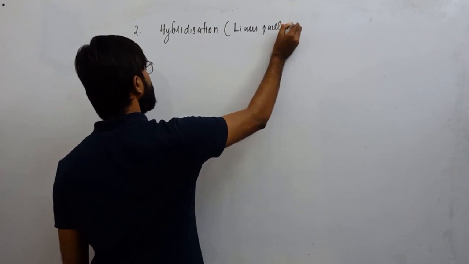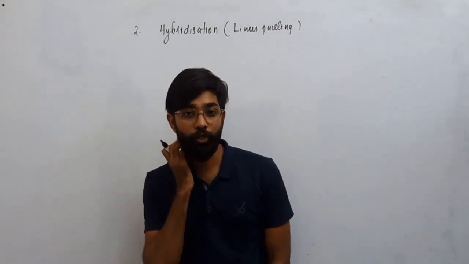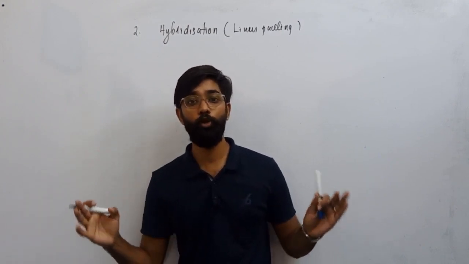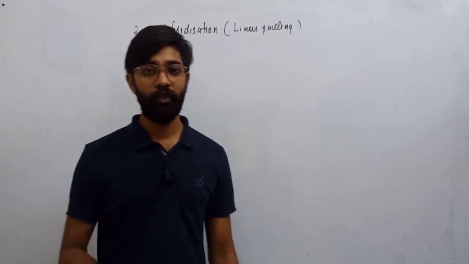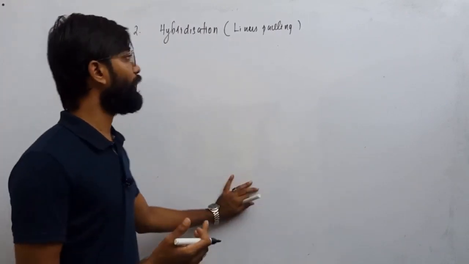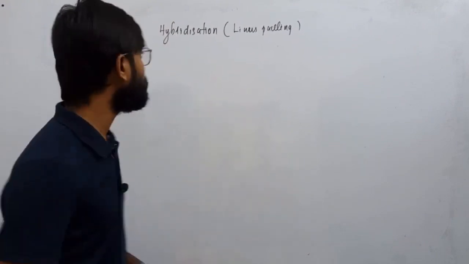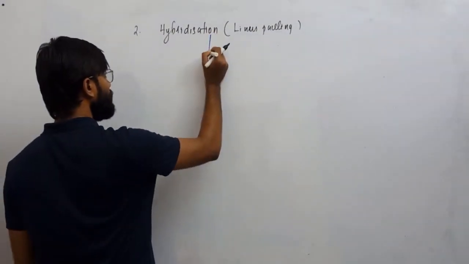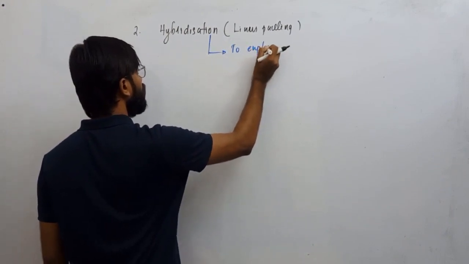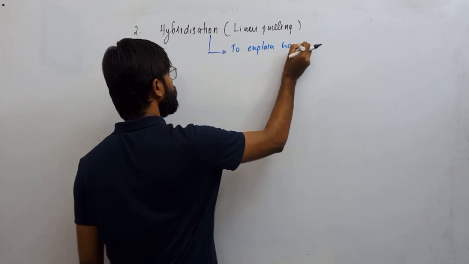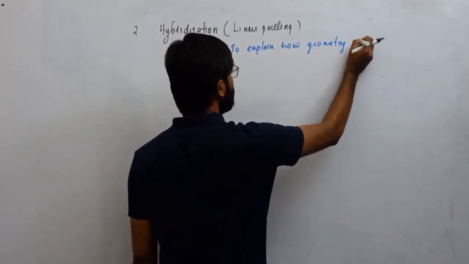So you need hybridization in order to explain the geometry of polyatomic molecules, how a polyatomic molecule has a specific geometry like linear, triangular planar, tetrahedral, like that, or to explain how bonds are formed in polyatomic molecules. Okay. So the purpose of hybridization here is to explain how geometry is possible.